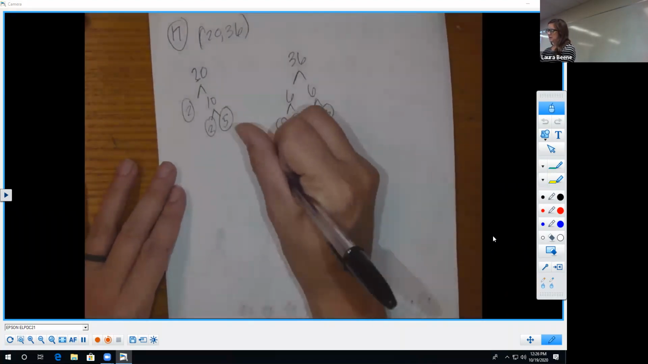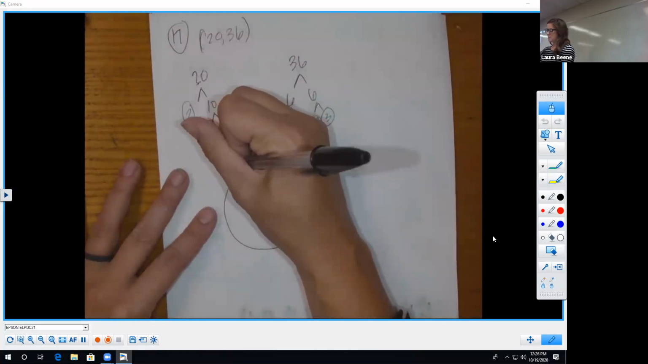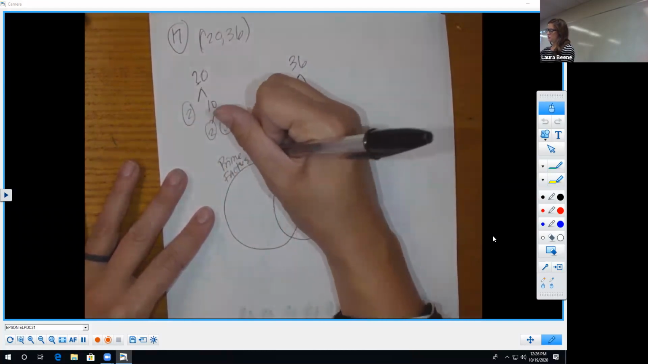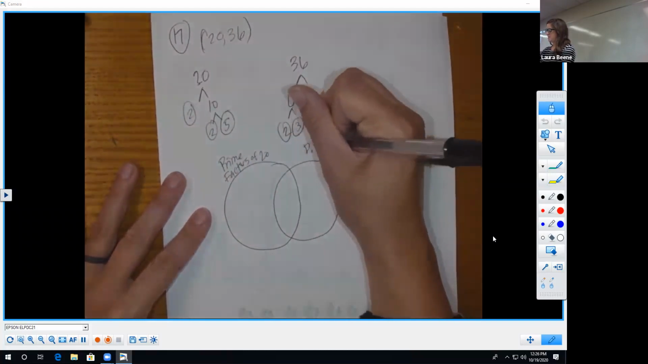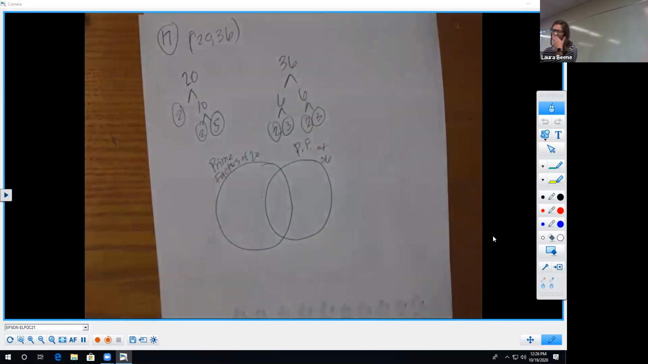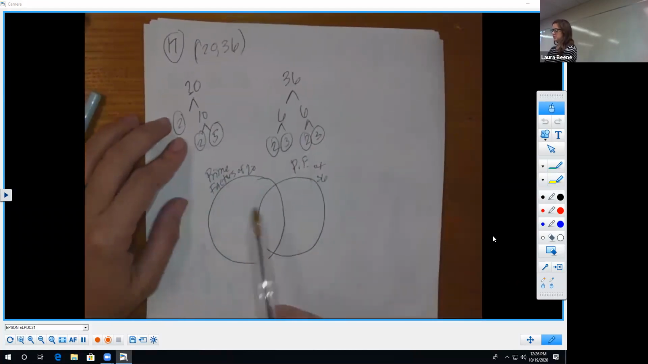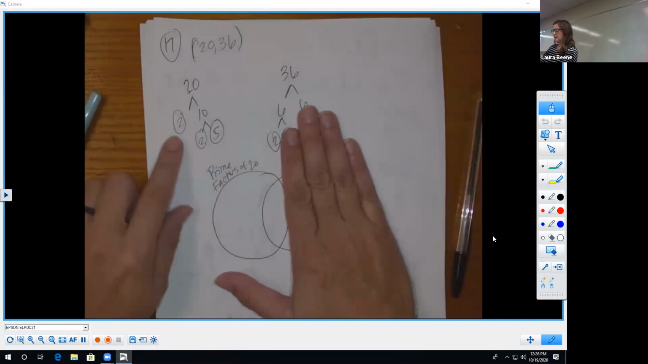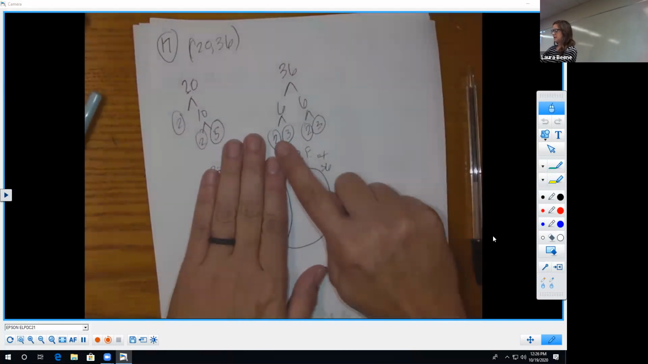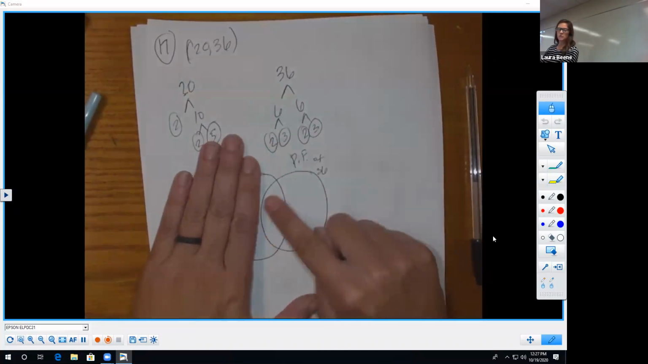So for the Venn diagram, I'm going to have a circle here. This is prime factors of 20, and this one is prime factors of 36. Okay, so in the circle of 20, I need 2, 2, and 5, somewhere in that circle. In this circle over here, I need 2 and 3, 2 and 3, somewhere over here.